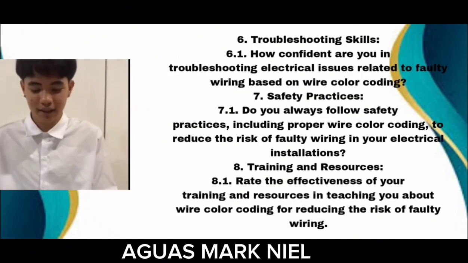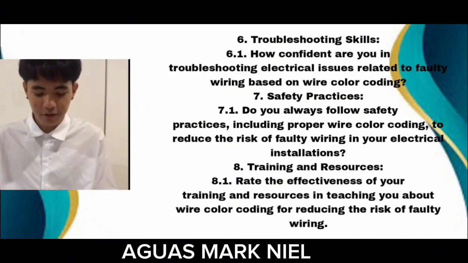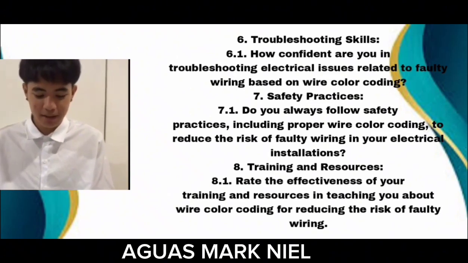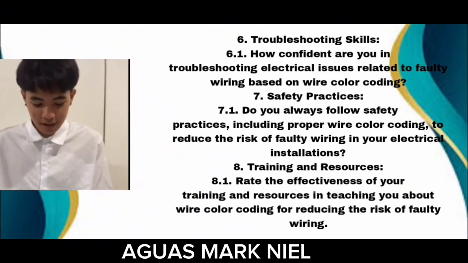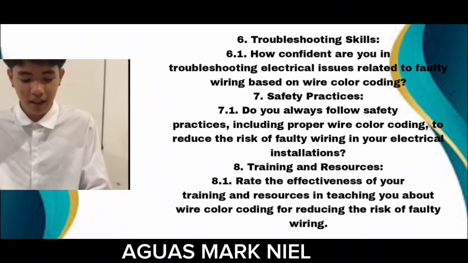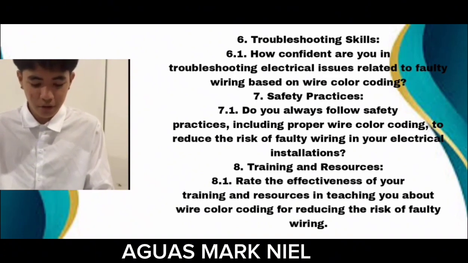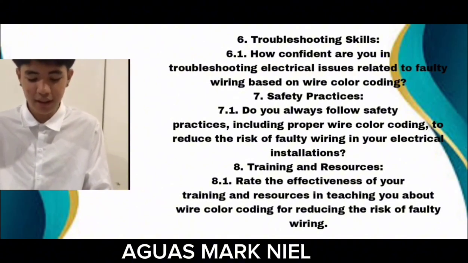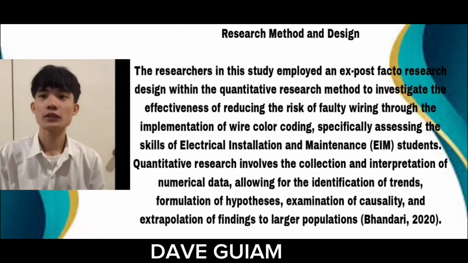6. Troubleshooting skill. 6.1. How confident are you in troubleshooting electrical issues related to faulty wiring based on wire color coding? 7. Safety practice. 7.1. Do you always follow safety practices, including proper wire color coding, to reduce the risk of faulty wiring in your electrical installation? 8. Training and resources. 8.1. Rate the effectiveness of your training and resources in teaching you about wire color coding to reduce the risk of faulty wiring. Research method and design.